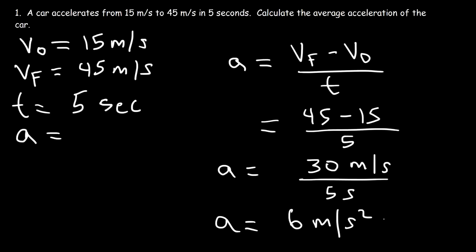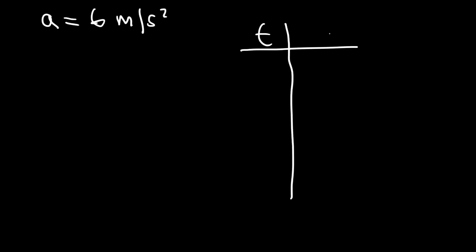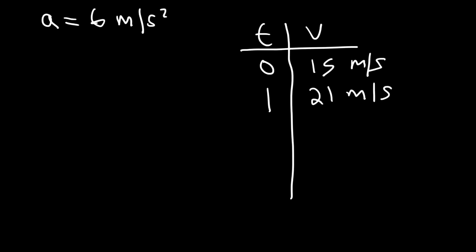Now let's understand this problem. So let's make a table. Let's make a table between time and velocity. At t equals 0, the initial speed is 15 meters per second. Now keep in mind, the acceleration tells us how much the speed changes or the velocity changes every second. So 1 second later, it's going to be 6 meters per second higher. So 15 plus 6 is 21. Whenever the acceleration is positive, the velocity is increasing.